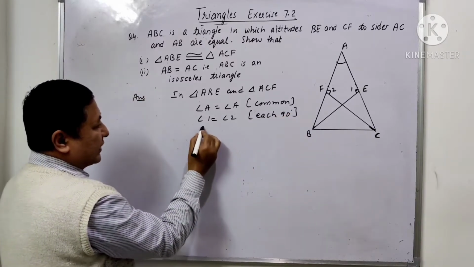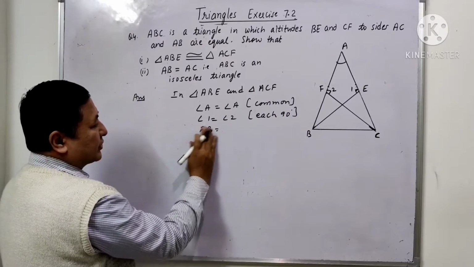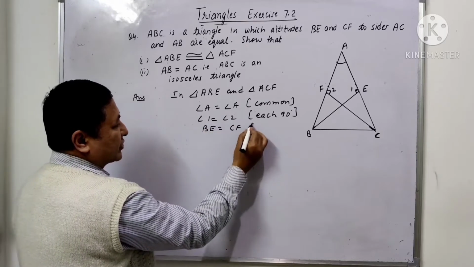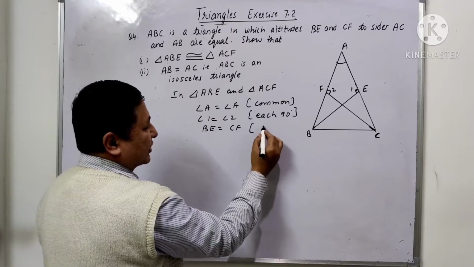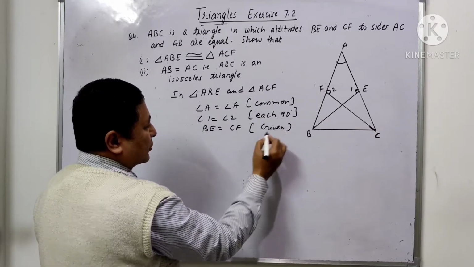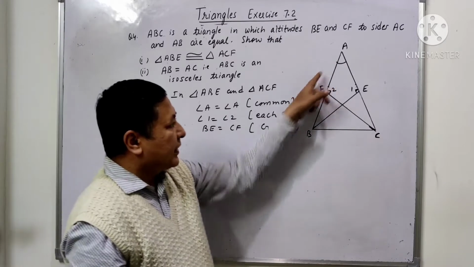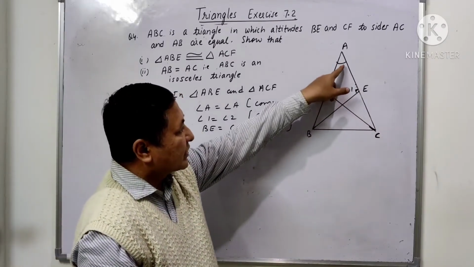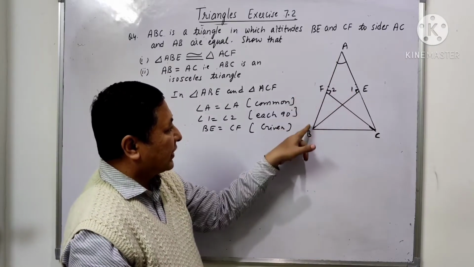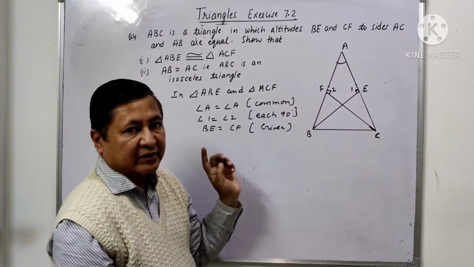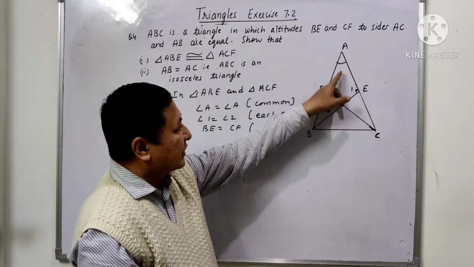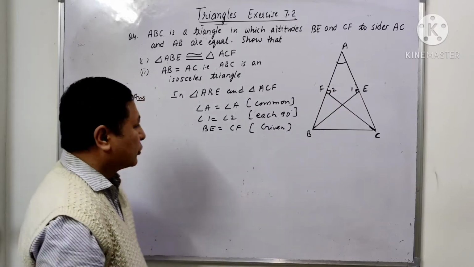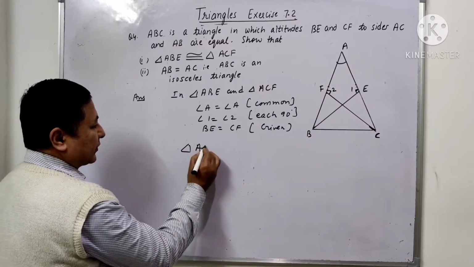And also it is given that BE and CF are the altitudes which are equal. This is given in the question. So now we can say that the triangles ABE and ACF are congruent by the rule known as angle, angle, and then we have the side, that is BE. And in the triangle ACF, again angle, angle, and the side CF. So the two triangles are congruent.